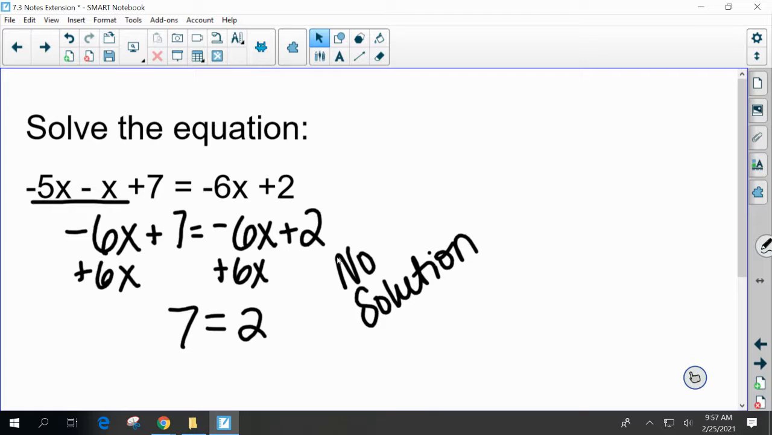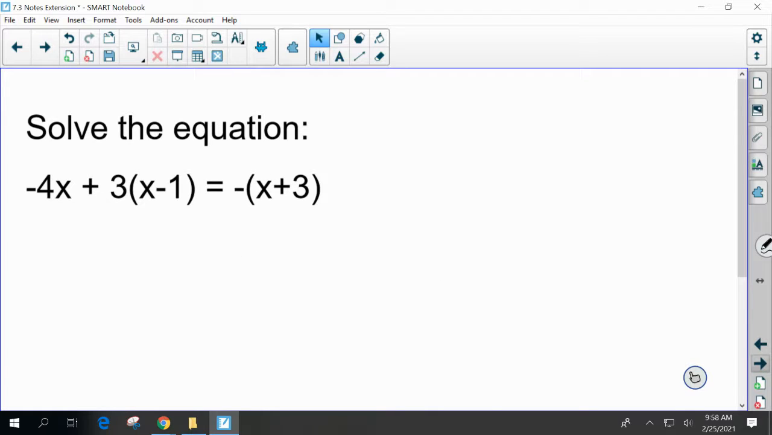Okay, so number 5. What do we need to start with? First, we have to do our parentheses. So I'm going to carry down this negative 4x. I need to distribute a 3. So 3 times x would be 3x. 3 times negative 1 is negative 3. And then I have this negative right here.